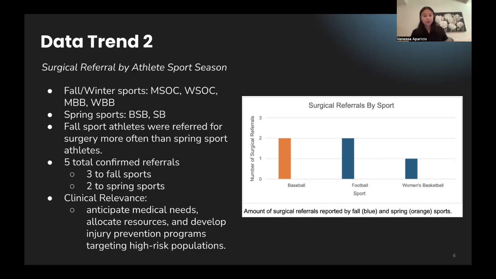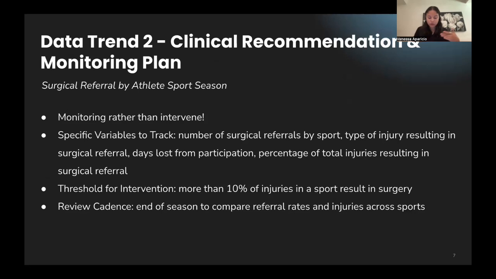So, this is clinically relevant because it tells me that I need to anticipate medical needs, allocate resources, and develop injury prevention programs targeting high risk populations. So, although fall sports athletes had more injuries resulting in surgical referral than spring, the trend didn't seem severe enough yet for me to want to do an immediate intervention. Additional monitoring, I feel, would be the best way to continue with this here to determine whether it's consistent across multiple seasons or if this just happened this year.